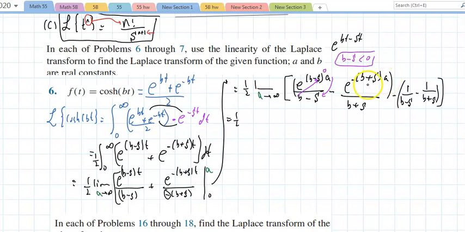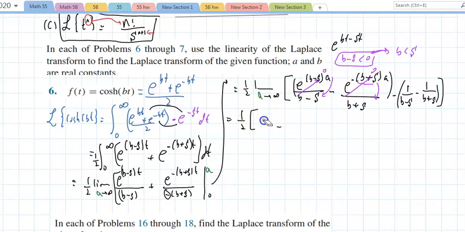Which means as long as s is greater than b. And if s is greater than b here, well, that will be shifted down, that will shoot to 0. So I'm left with 1/2 times negative 1 over b.